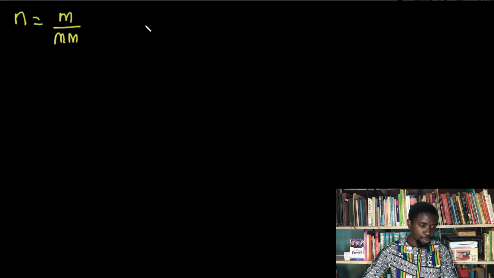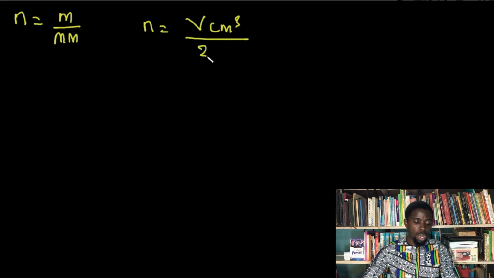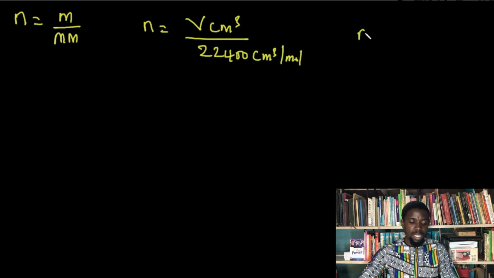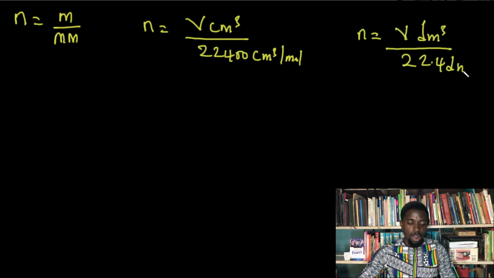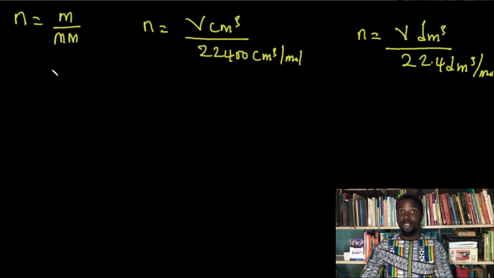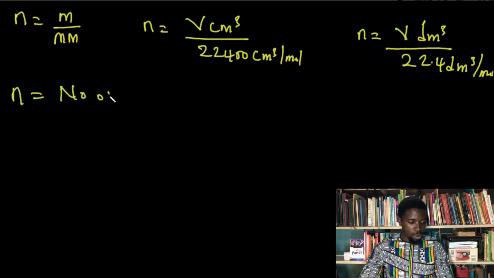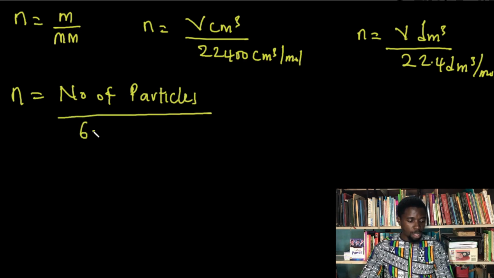We've established three major relationships. We have that n equals mass over molar mass. We also have that n equals volume in cm cube all over 22,400 cm cube per mole. And then we have that n equals volume in dm cube all over 22.4 dm cube per mole. And finally, we have that number of moles equals number of particles all over 6.02 times 10 raised to power 23.